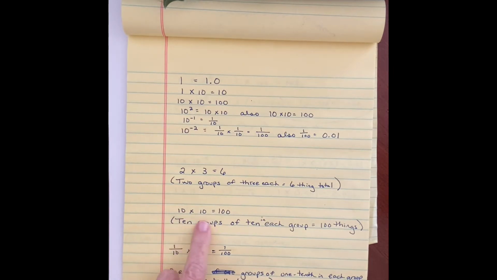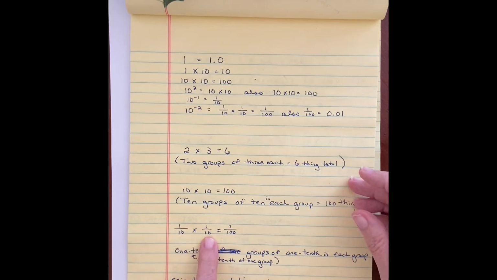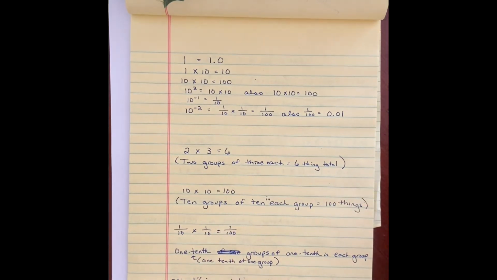If you have 10 times 10, you have 10 groups with 10 in each group. So it's 100. So you have 100 things. So 10 squared is 100. 1/10 times 1/10. So you have 1/10 of a group with only 1/10 in it. So you have 100th of a whole thing, right?